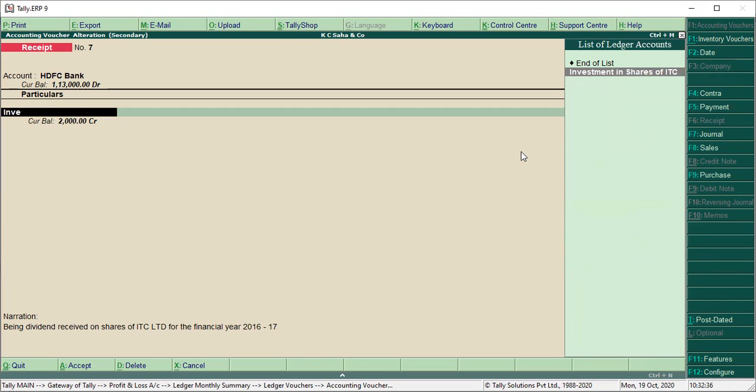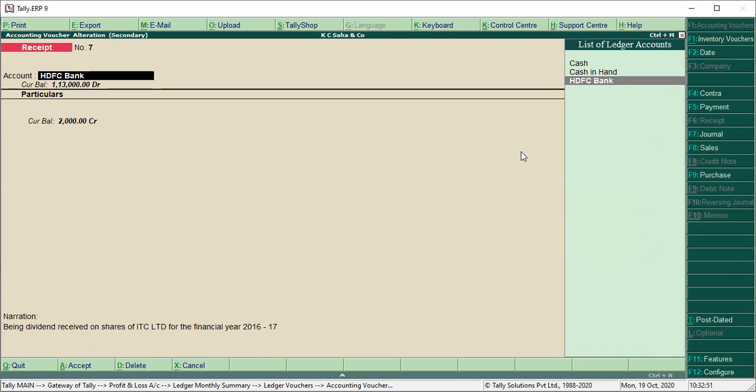So now you have to change the name over here. That means you have received 2000 because you have invested. This is not dividend for you. 2000 आपको क्यों मिला? क्योंकि आपने इन्वेस्ट किया. जो इन्वेस्ट करता उसको मिलता. So you have to change over here.